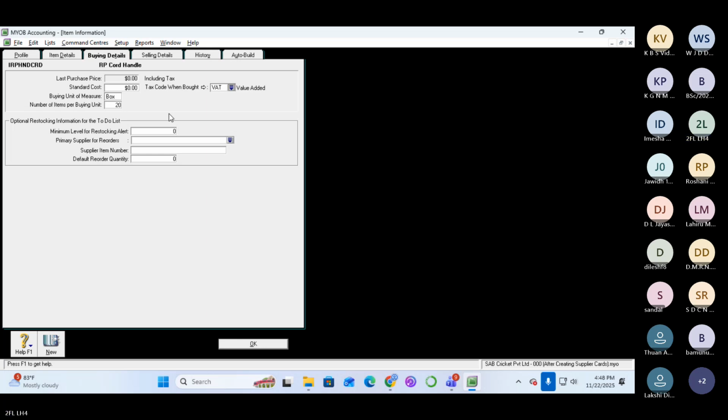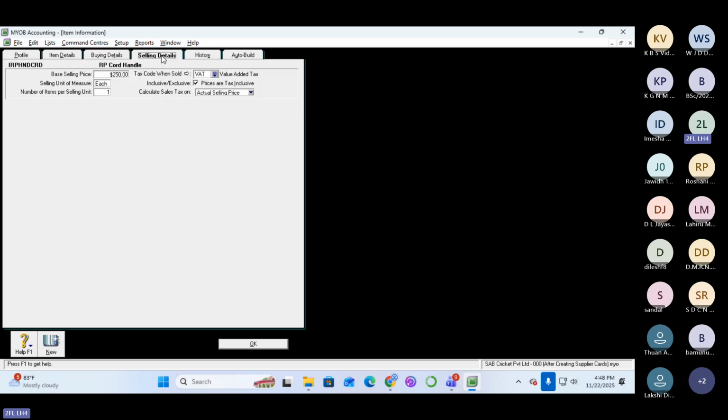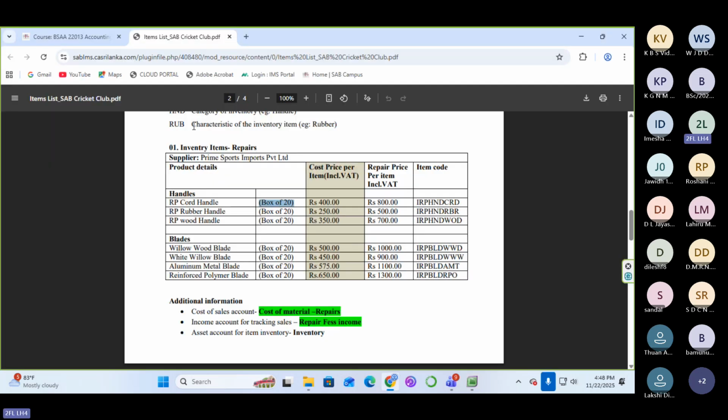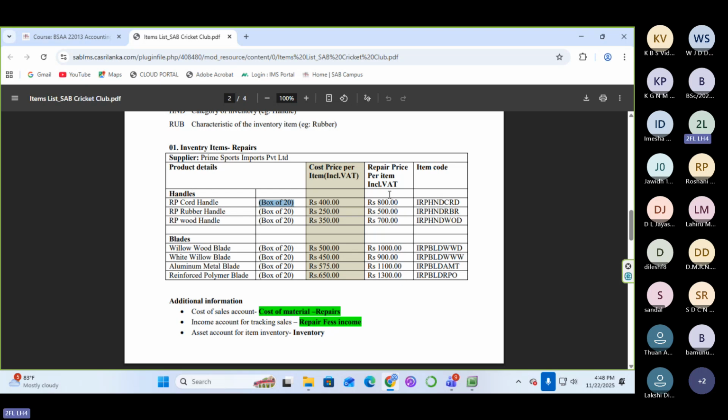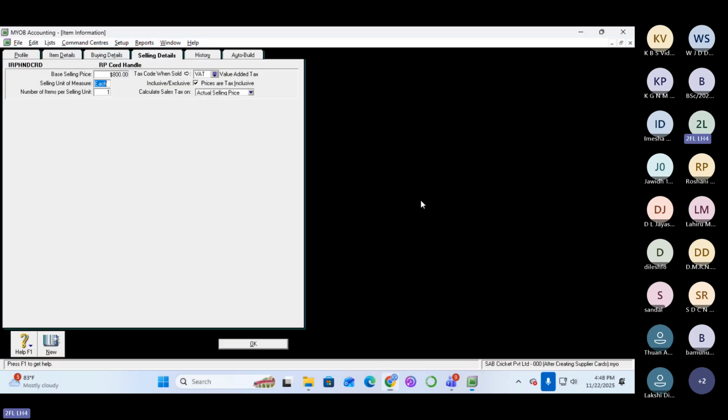Right. Then buying unit of measure is important, as I told you. Correct that and go to the selling details. Under selling details, you can enter the price because selling price is our decision. Okay, selling price is 800 rupees, VAT inclusive, and selling unit of measure is not boxes, right? You are buying them as boxes, but you are selling as each. You are not selling as boxes, right?